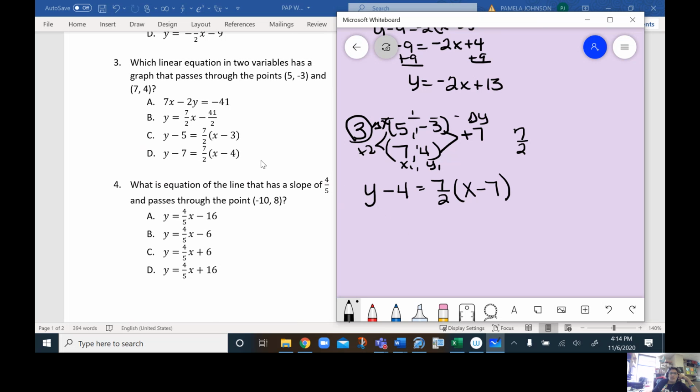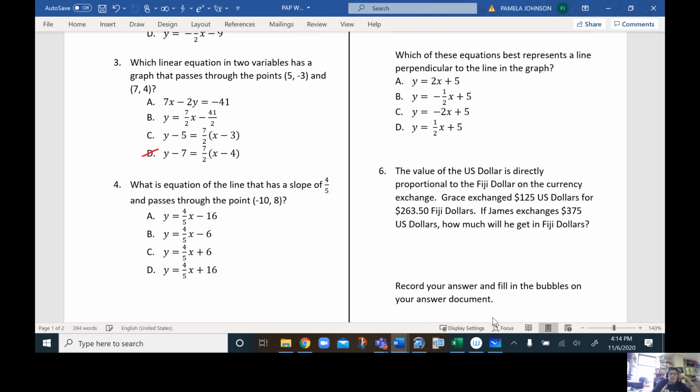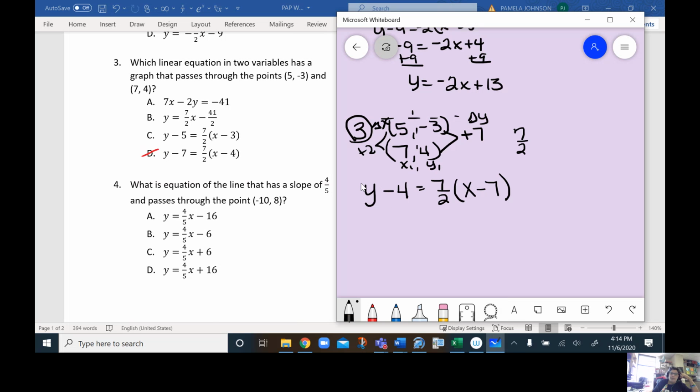So then I'll mark it out here and bring the whiteboard back. I'm going to distribute my 7/2. y minus 4 equals 7/2 x minus 49 over 2. That does not simplify nicely. It's still going to be a fraction. That's as simplified as it gets. It does not divide nicely, is what I meant.